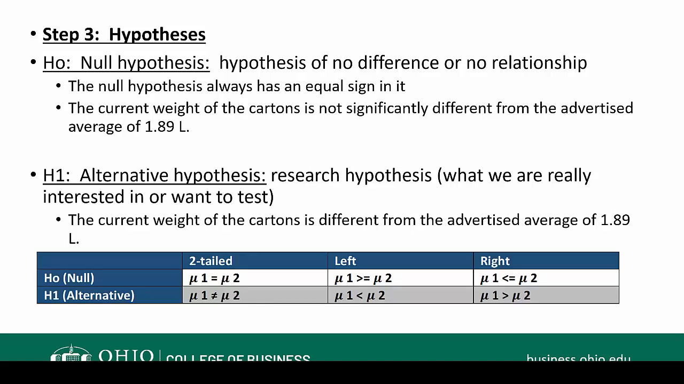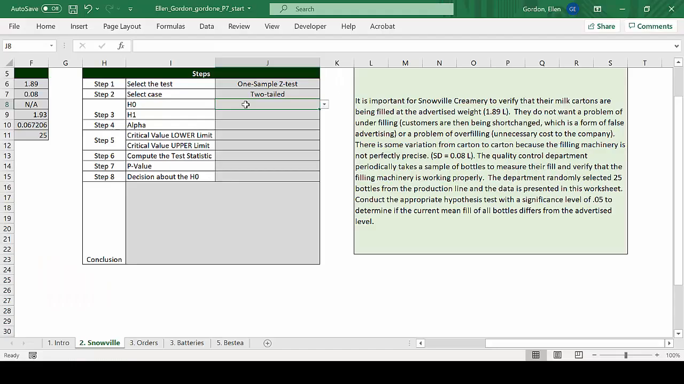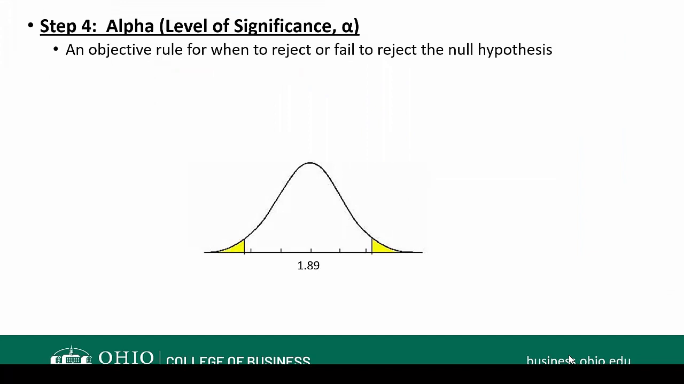Again, these were covered in the previous video. We are conducting a two-tailed test, so if you refer to this area of the table, you can see what our hypotheses should be. If you return to the prep file, again, the null hypothesis is that there's no significant difference, so the two means are the same or they're equal, and the alternative is that there's a difference, so the means would not be equal. Step 4 is to set alpha.